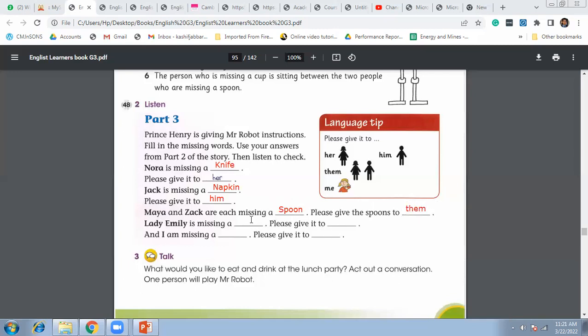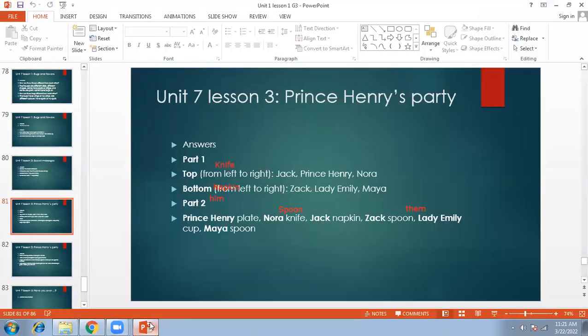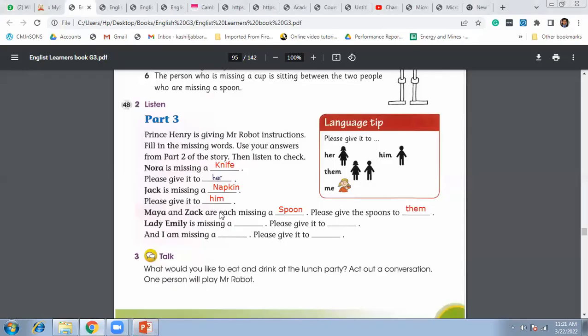Lady Emily is missing what? Let me check it out. Lady Emily, she's missing a cup. Yes, and please give it to her because she is a woman. Okay, then, and I'm missing a plate. Please give it to me.